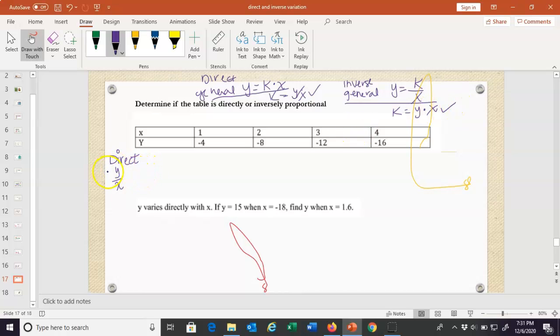So let's test direct. This is our test for direct. So we're going to take y divided by x. Negative 4 divided by 1 is negative 4. Negative 8 divided by 2 is negative 4. Negative 12 divided by 3.